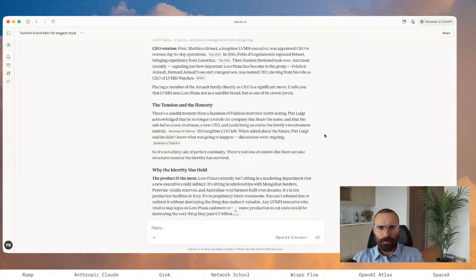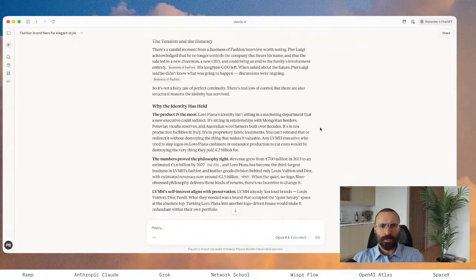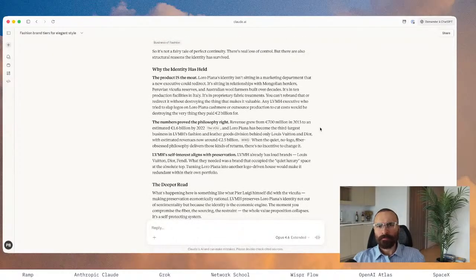Pierluigi acknowledged that he no longer controls the company that bears his name, and that the sale led to a new chairman and new CEO and could bring an end to the family's involvement entirely. His longtime COO left. When asked about the future, Pierluigi said he didn't know what was going to happen. Discussions were ongoing. So it's not a fairy tale of perfect continuity. There's a real loss of control, but there are also structural reasons the identity has survived.